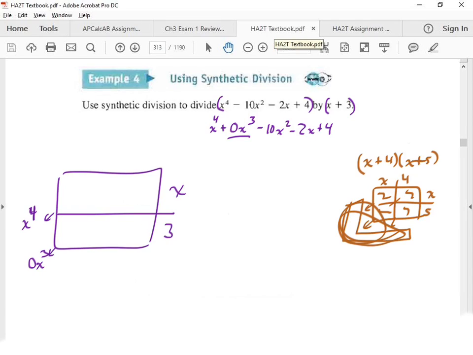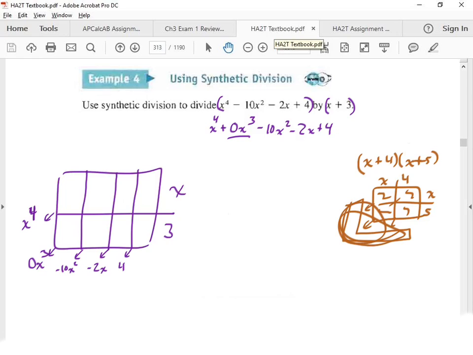Now how many more terms do I have? 1, 2, and I have 1, 2, 3. So that means I need 3 more arrows. I'm going to draw 3 more arrows right here, just divide it up evenly. And then from each of those arrows, draw a line. This is your column. So we have 4 columns total. And so I get negative 10x squared, and then negative 2x, and then 4. That's how you set it up.